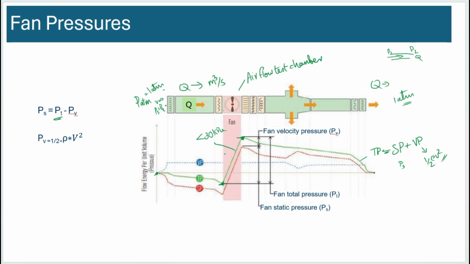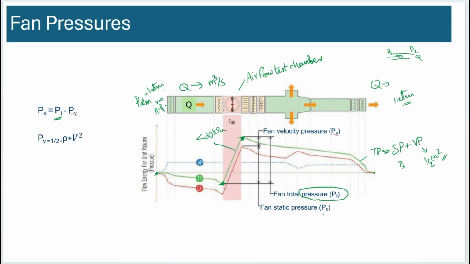We are typically talking about 10 to 100 pascals when you're talking about fans used in refrigeration, right? And in air conditioning, maybe hundreds of pascals. So it will never reach a compressor level pressure change. So that's the first variable to define, total pressure. The change in the total pressure energy before and after the fan is called the fan total pressure.